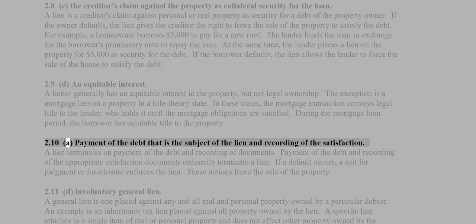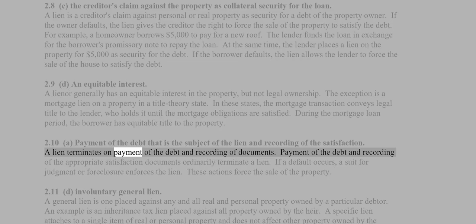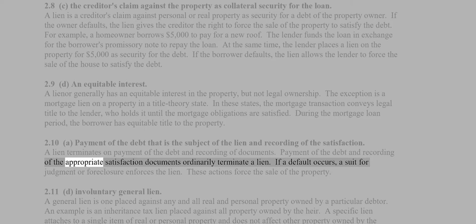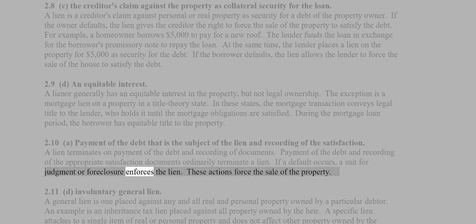2.10 A. Payment of the debt that is the subject of the lien and recording of the satisfaction. A lien terminates on payment of the debt and recording of documents. Payment of the debt and recording of the appropriate satisfaction documents ordinarily terminate a lien. If a default occurs, a suit for judgment or foreclosure enforces the lien. These actions force the sale of the property.